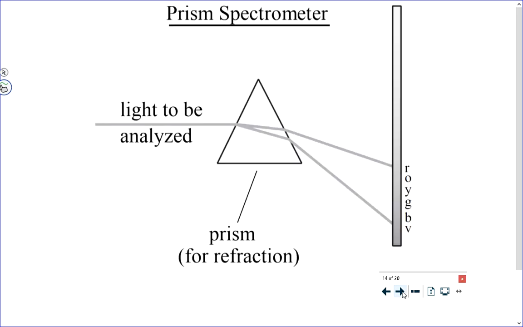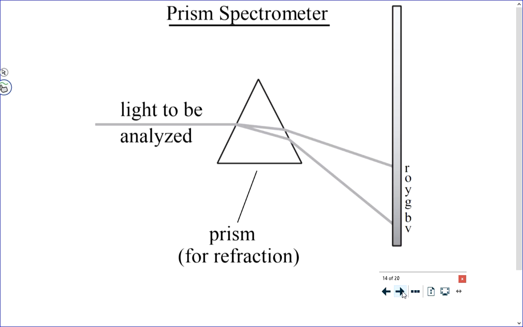You could also use what's called a prism spectrometer, because it turns out that when you shine light through a refractive medium, like a prism, short wavelengths refract less, so you end up getting the light spread out based on the wavelengths.